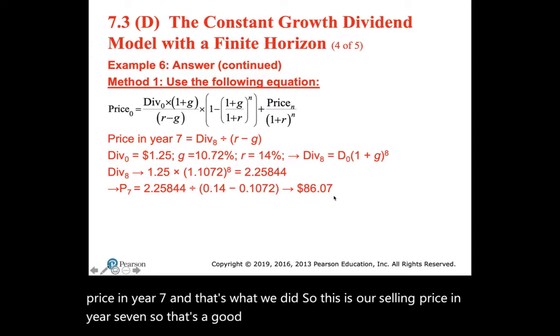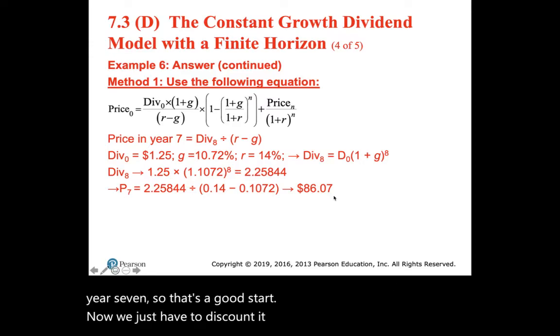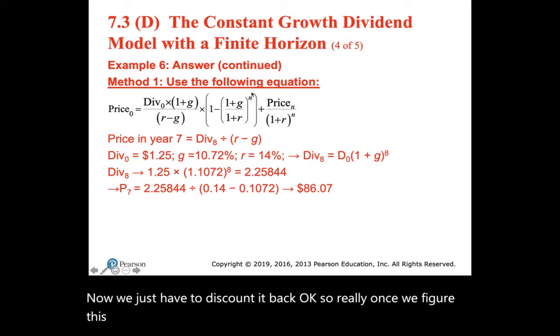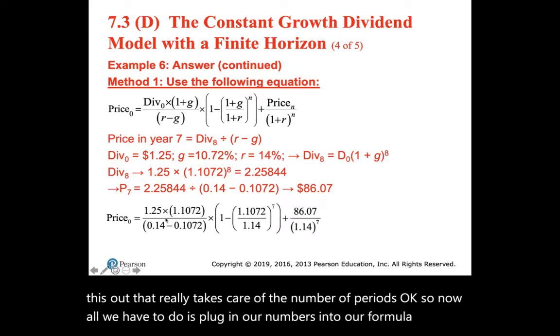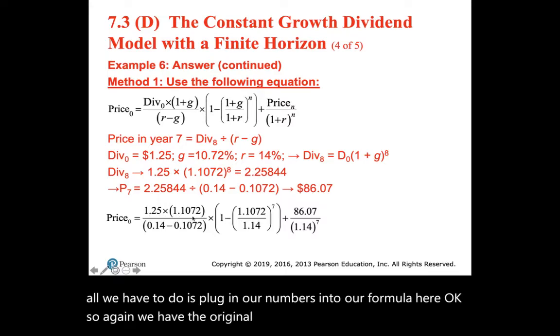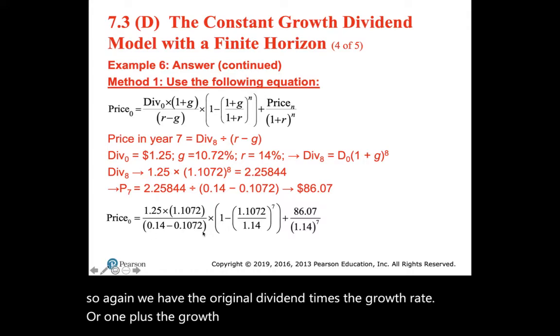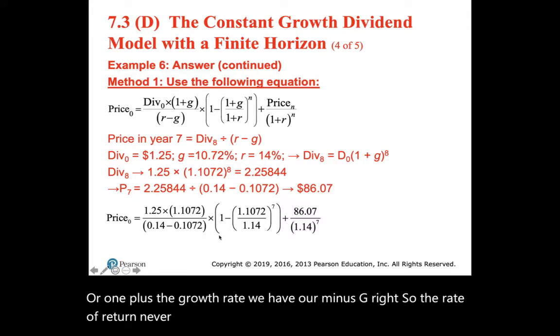Now we just have to discount it back. Once we figure this out, that really takes care of the number of periods. Now all we have to do is plug our numbers into our formula. Again, we have the original dividend times 1 plus the growth rate, over R minus G. The rate of return never changes, and the growth rate stays the same. And we've figured out the number of years.